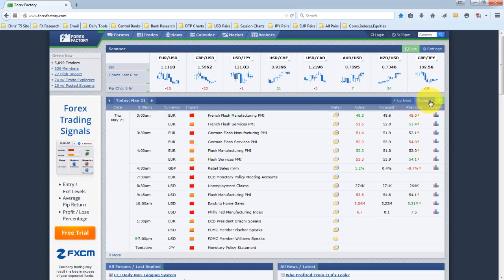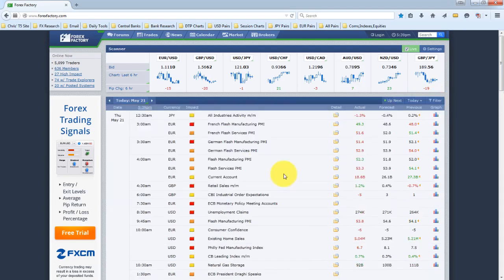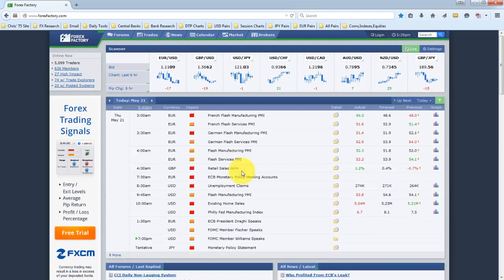Now you can also mess with the filter over here, and you can put low impact expected releases here as well, and they'll be in yellow. I just remove those because I don't really worry about those too much. I'm only concerned with the medium and high risk events that could create some volatility here in the market.